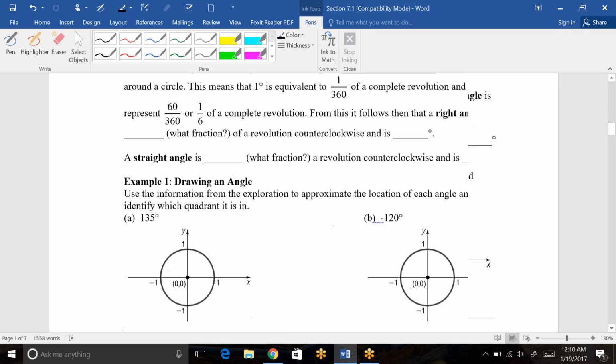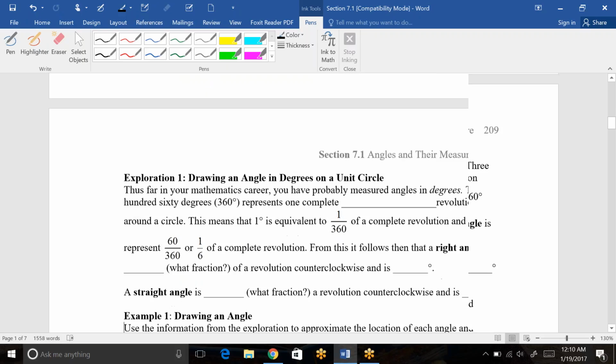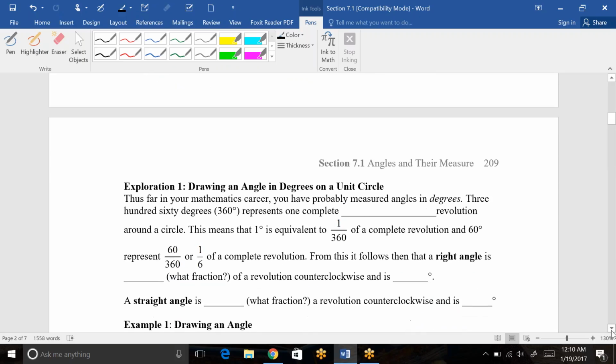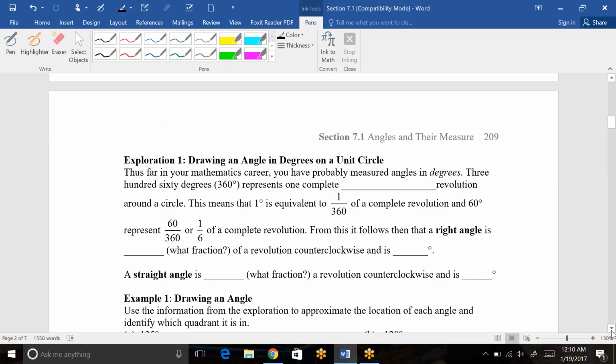So let's look through some explorations and examples. So thus far in mathematics in your career, you've probably measured angles in degrees. So you've learned how to put a protractor down and measure that, or you've learned that acute, obtuse, and right angles exist. Now, 360 degrees represents one complete revolution around a circle for us.